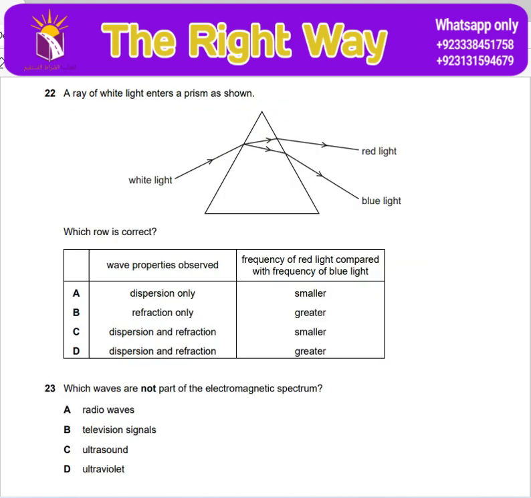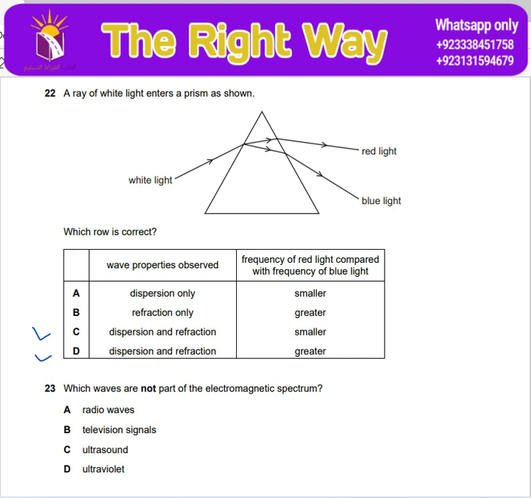A ray of white light enters a prism. Which row is correct? The white light is dispersed into red light and blue light, and we know that when a ray enters from one medium to another medium, it is also known as refraction. So it is dispersion and refraction both. So C or D could be the right answer.